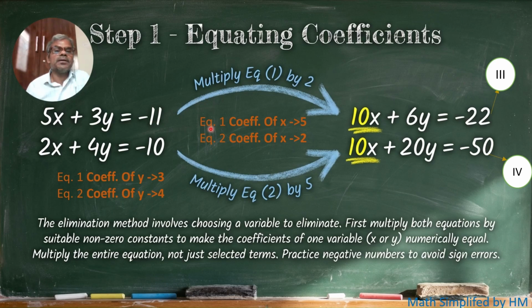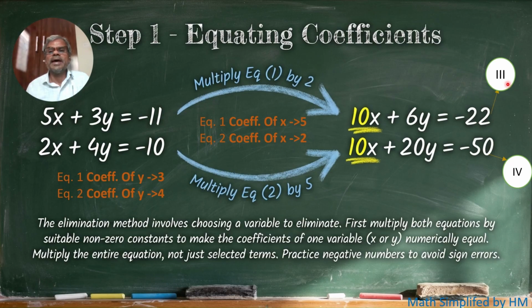Here observe that in equation 1 the coefficient of x is 5 and in equation 2 the coefficient of x is 2. So for equating the coefficients of x, we multiply equation 1 by 2 and equation 2 by 5. Thus, multiplying each term of equation 1 by 2, we get 5x into 2, 10x, plus 3y into 2, 6y, is equal to minus 11 into 2, minus 22.